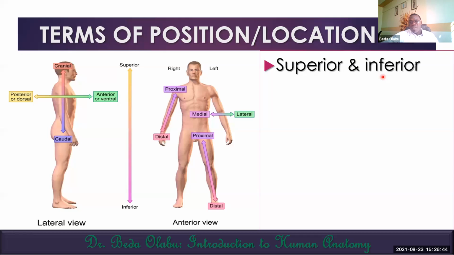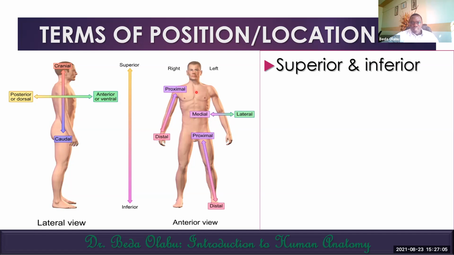So with that in mind, something that is above another one within that region that I've outlined to you will be superior compared to the other one. For example, we can say here that the head is superior to the neck. Or you can say that the neck is inferior to the head.